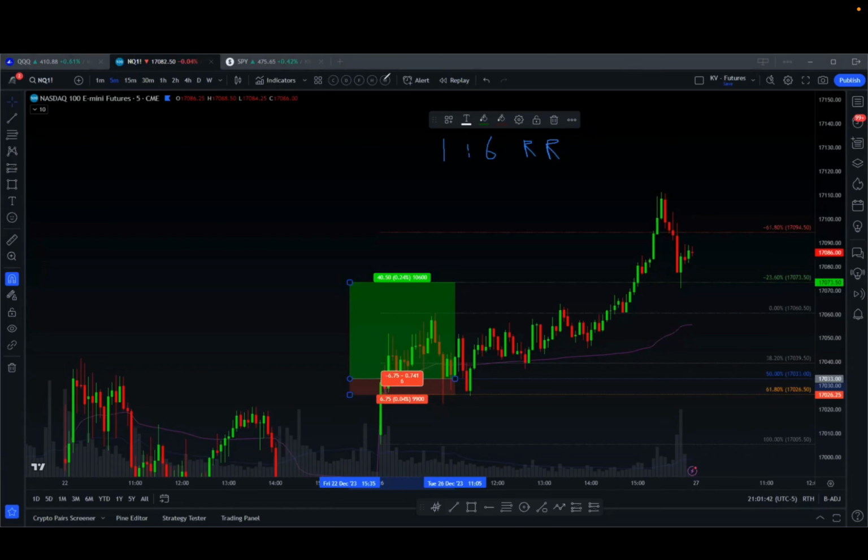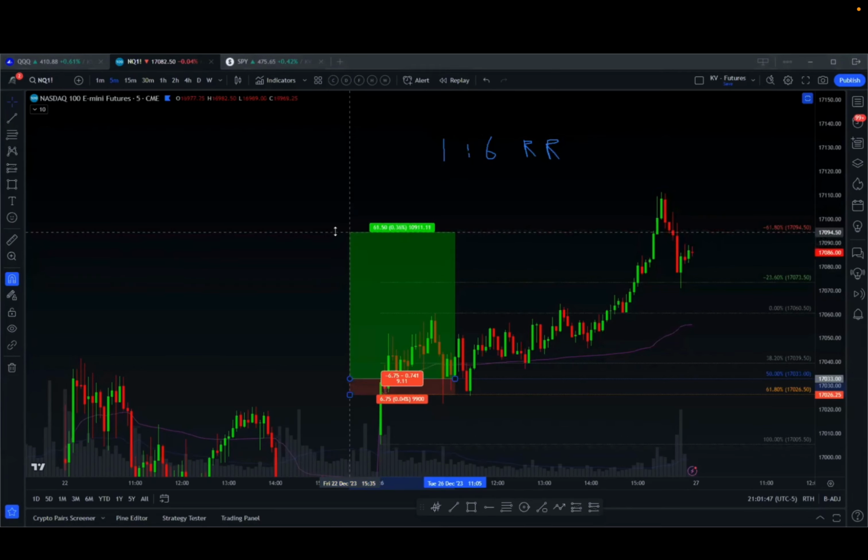1 to 6. And then if you're hoping for a full FIB completion, which is 94.5, it is 9.1. So 1 and 9 risk and reward. Okay, so you would do any system you like, guys. If you like a lower risk and return, but has a higher win ratio, you could do that, right?